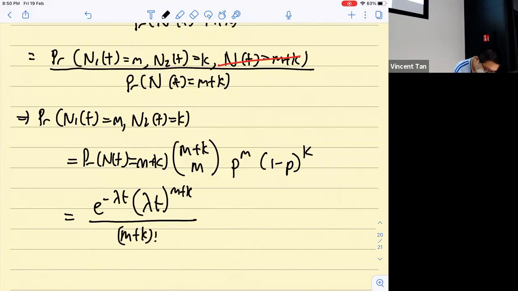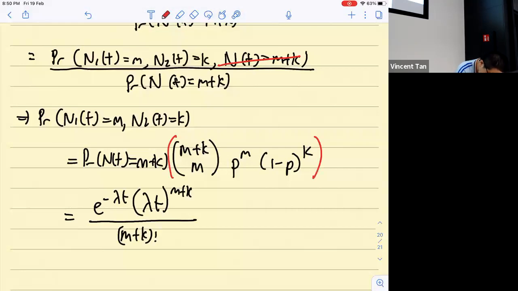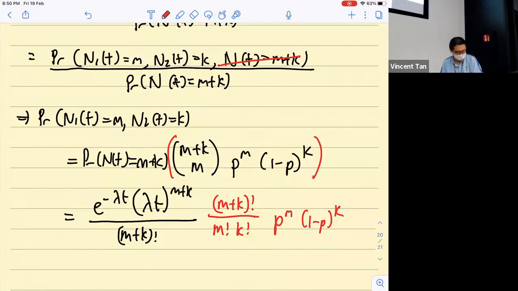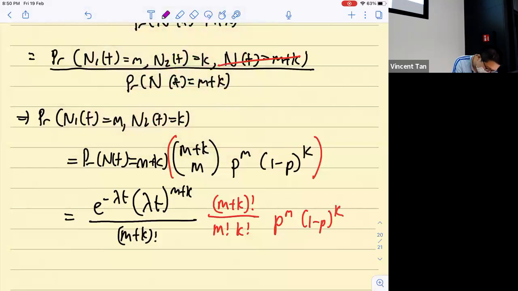Now we can expand all this. Let's call this the red part. We have m plus k factorial over m factorial k factorial, p to the power m, 1 minus p to the k. The red part is written in red. Almost done. You see that if math is done correctly, it is beautiful. You can cancel. If it's done wrongly, sorry.